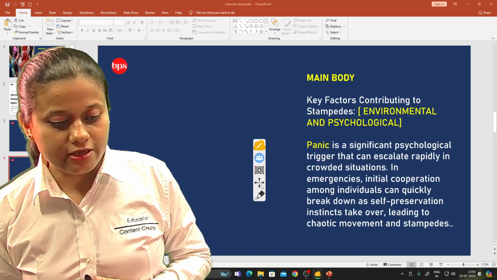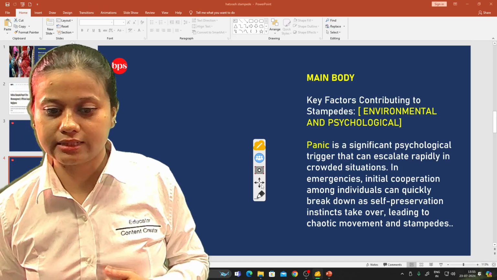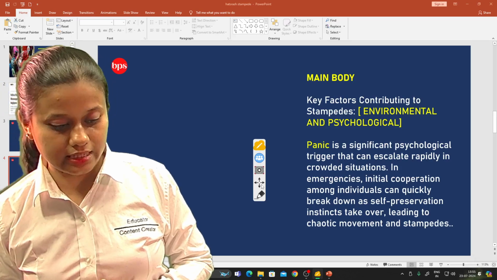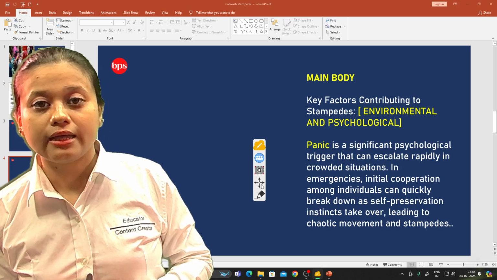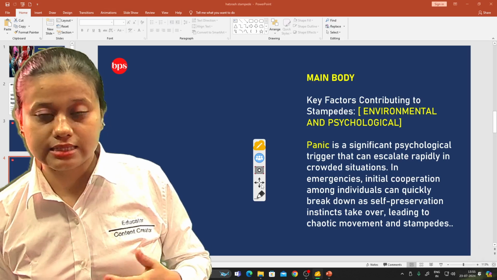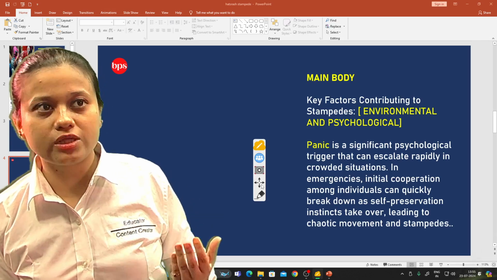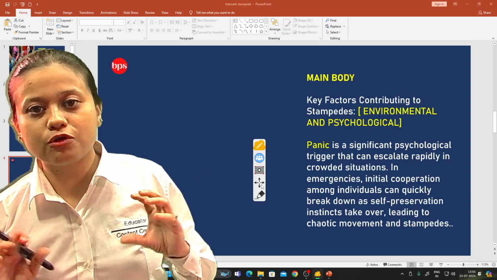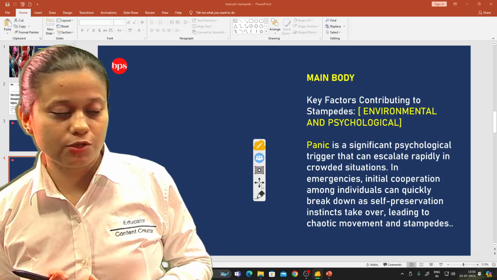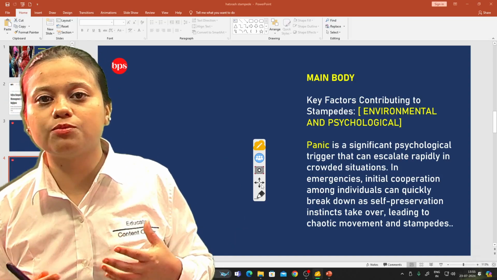Now the main body: key factors contributing to stampedes. First, they have already asked you about the environmental and the psychological factors. Panic is a significant psychological trigger that can escalate rapidly in crowded situations. In emergencies, initial cooperation among individuals can quickly break down as self-preservation instincts take over. Likewise, recently at the Bihu function in Guwahati, Assam, so many people came that not even the management was aware that so many people were going to come there.